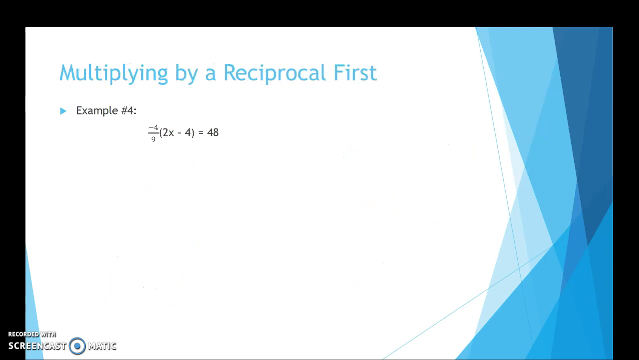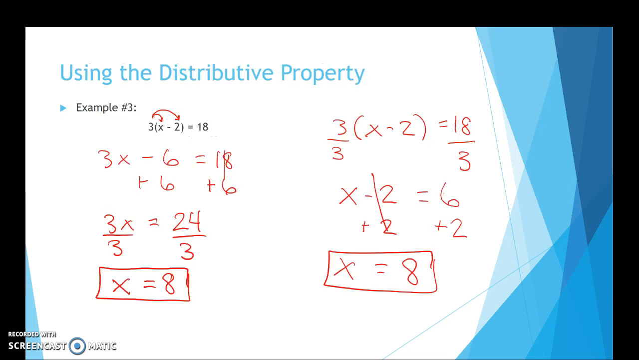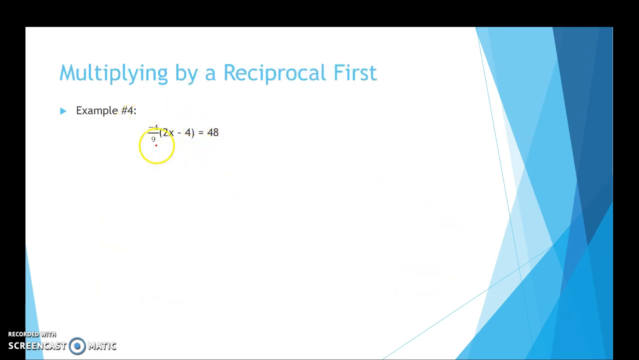With example number 4, they're wanting us to solve for x, working with, notice we have a fraction outside of the parentheses here. We have negative 4 ninths times, in the parentheses, 2x minus 4, which equals 48. Now, the second method I showed you on the previous slide, that method is going to work best when you are looking at example problems like this. So what's going to be easiest to solve this is to take care of this negative 4/9 first.